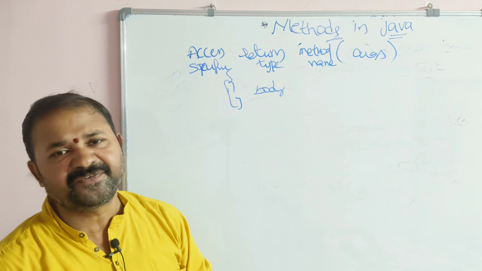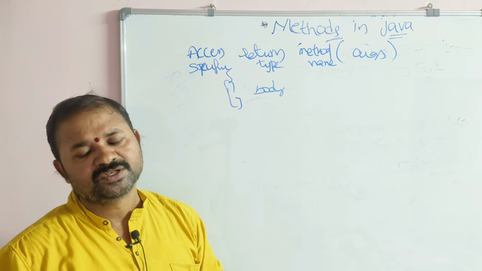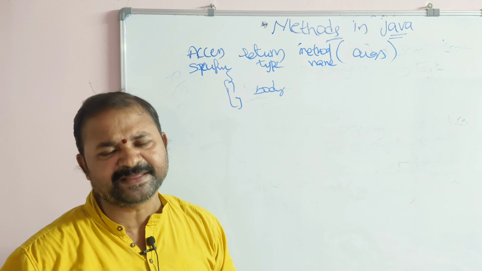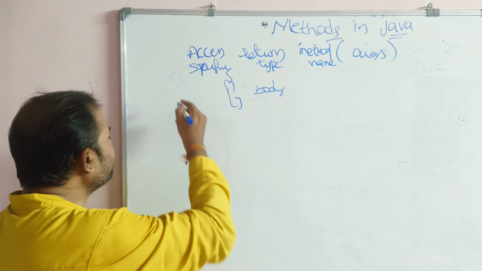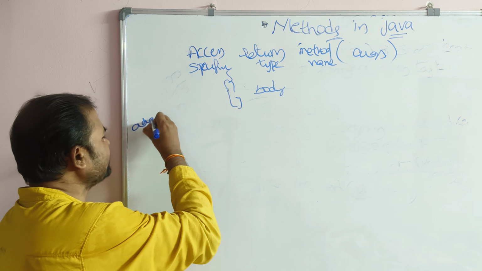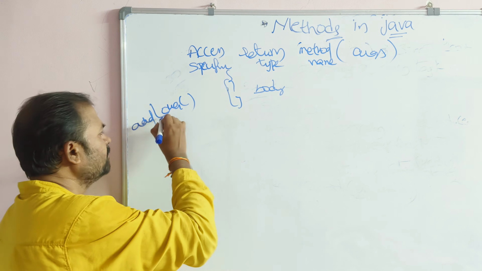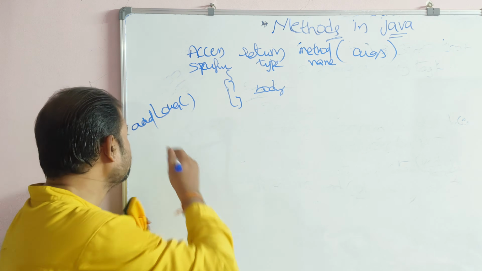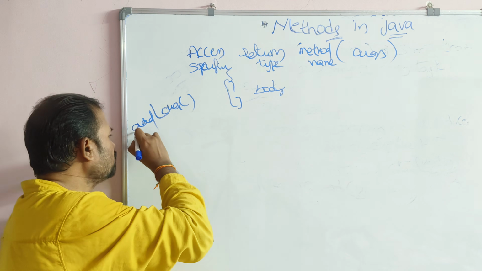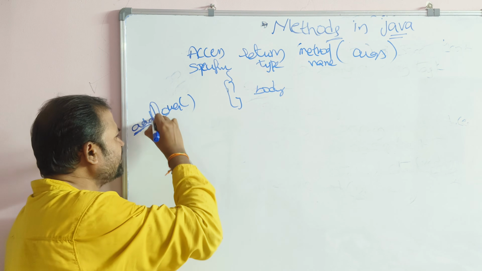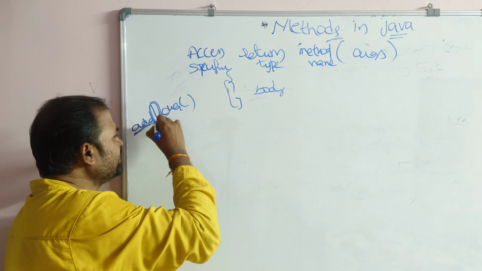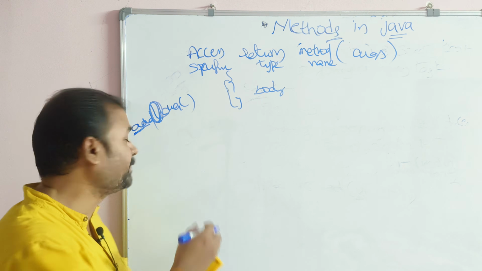Next we have to specify the method name. So the naming conventions for methods in Java are: a method always begins with a lowercase letter, and the first letter of every inner word begins with an uppercase letter. So if you take addLower, here this L is an uppercase letter. Why? Because the first letter of every inner word begins with an uppercase letter.